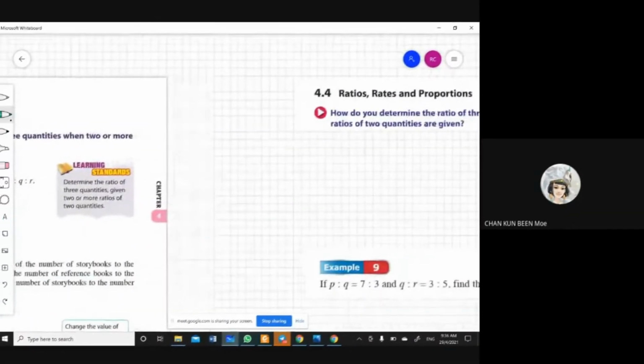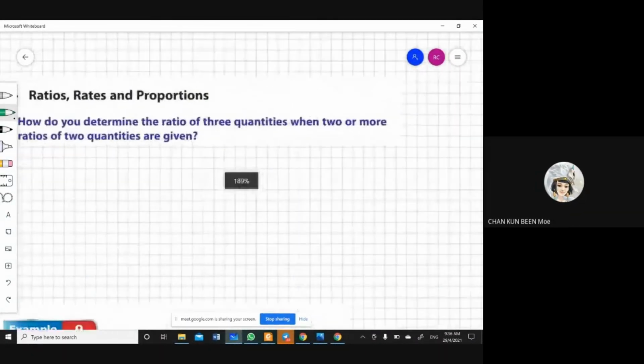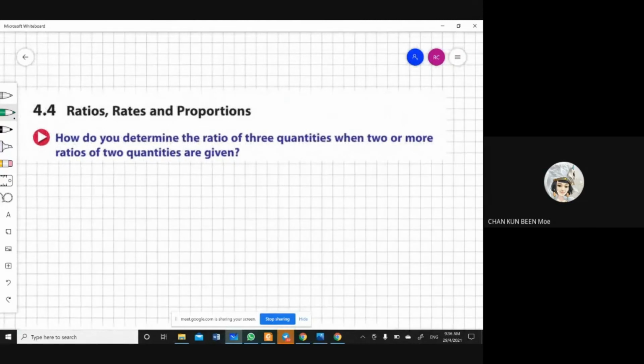Okay, ratios, rates, and proportions. So I'll let you look at this part here first. Okay, this is what we are going to learn.